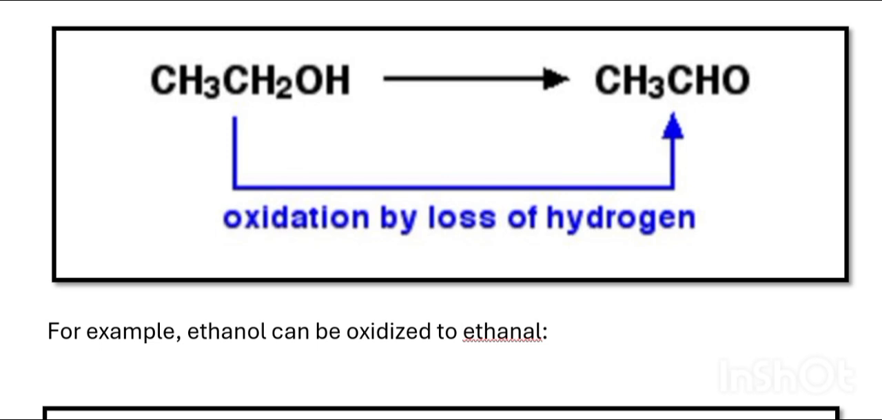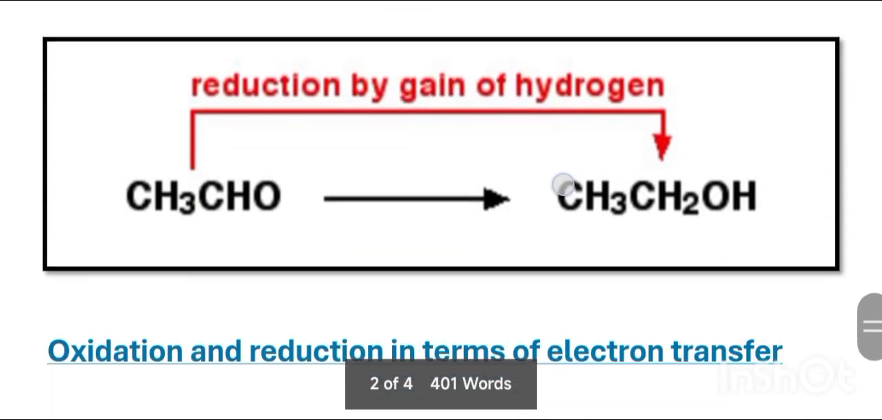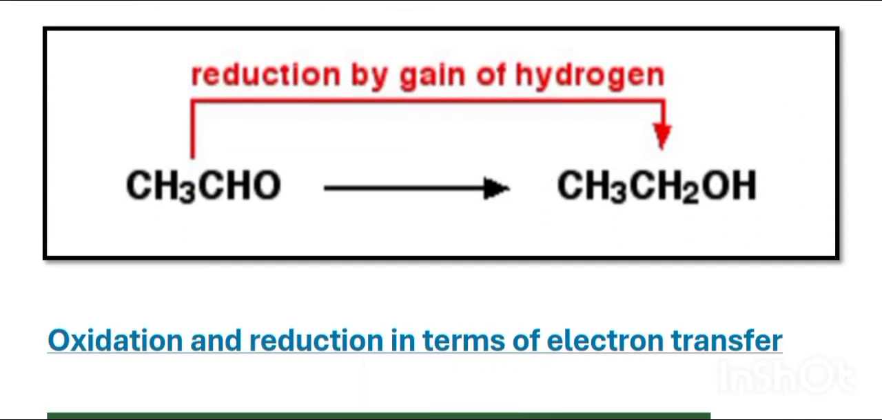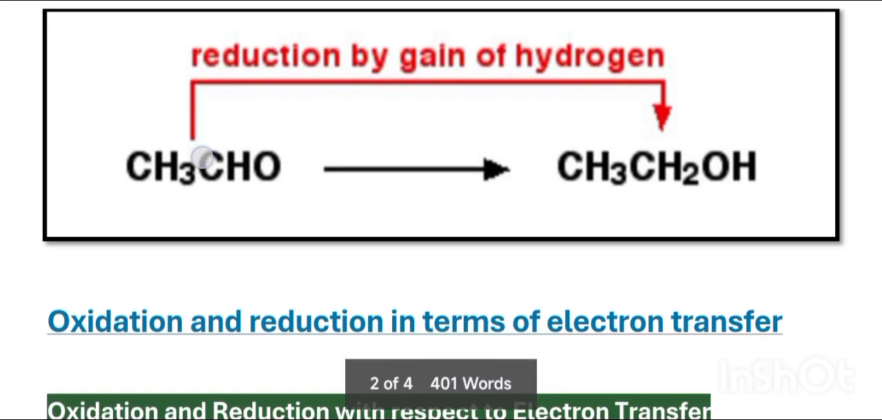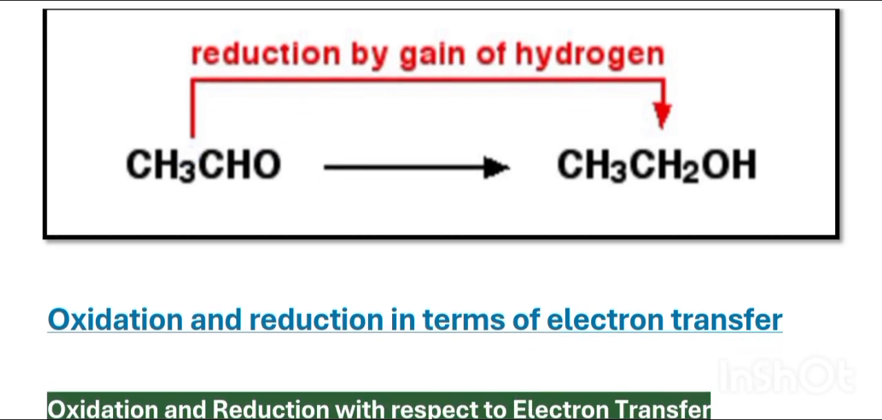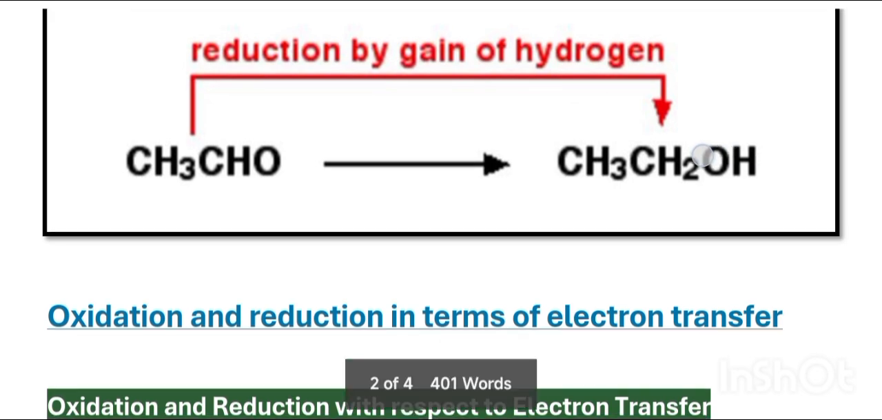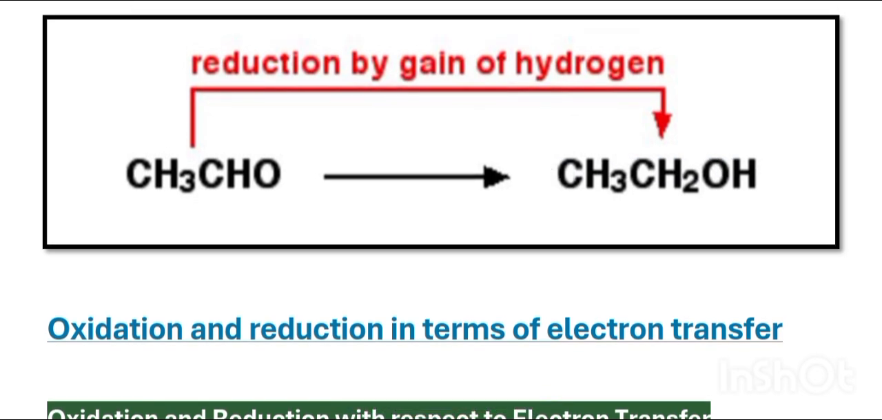Now by the reaction you can easily see that there are 3, 2 and 1, total 6 hydrogen, and here we have 3 plus 1, 4. So hydrogen is lost. So loss of hydrogen is known as oxidation. So we can say that ethanol has been oxidized to ethanal. Next, another example, ethanal. When ethanal gains hydrogen, we can say it is reduced in the form of ethanol.